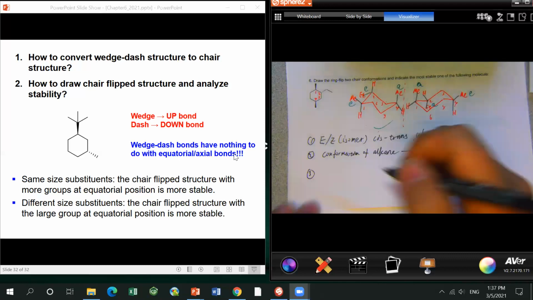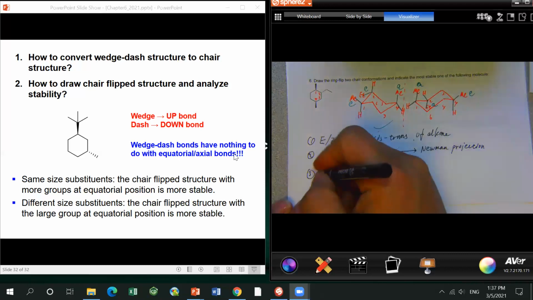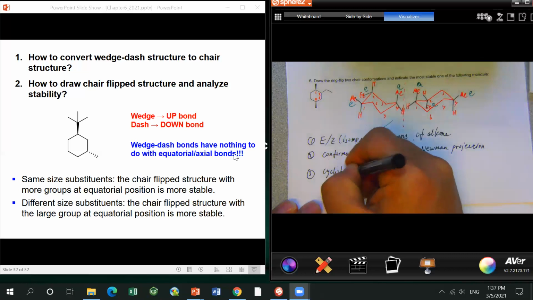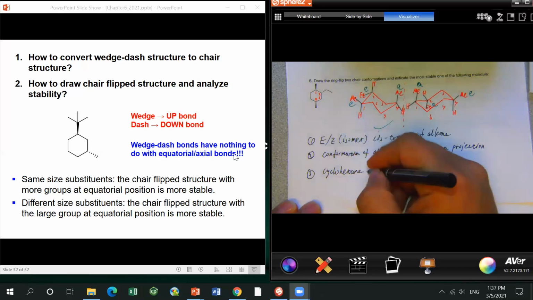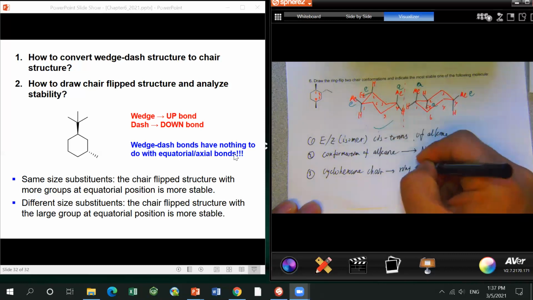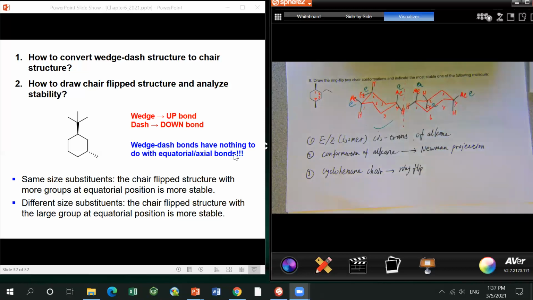So we'll probably have a similar question in the quiz, asking you to draw the Newman projection and then analyze which is the most stable and which is the least stable, okay. And the last topic is the cyclohexane chair conformation. So you're able to do the ring flip, okay. So that's only these 3 topics.